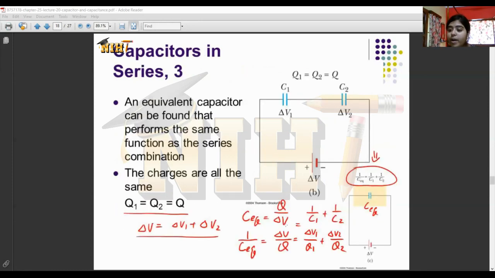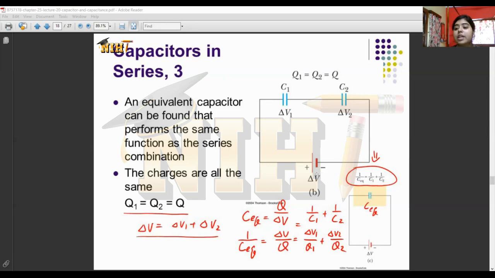C equivalent is Q by delta V, where delta V is delta V1 plus delta V2. If you take the inverse of C equivalent, 1 by C equivalent is delta V by Q. Now delta V is delta V1 plus delta V2, the algebraic sum of the two potential differences, which should be equal to the potential difference of the battery. So instead of delta V, write delta V1 plus delta V2, so it is basically delta V1 by Q plus delta V2 by Q.